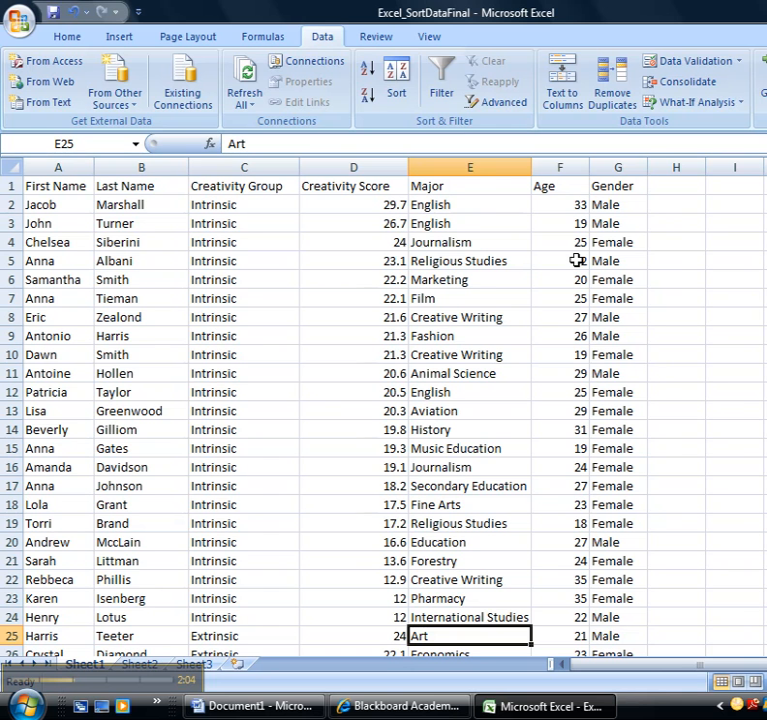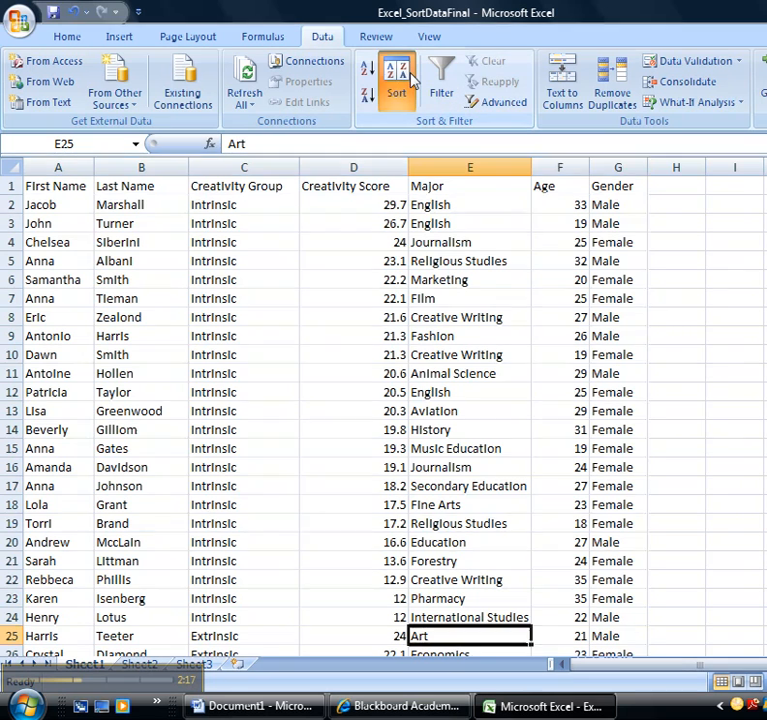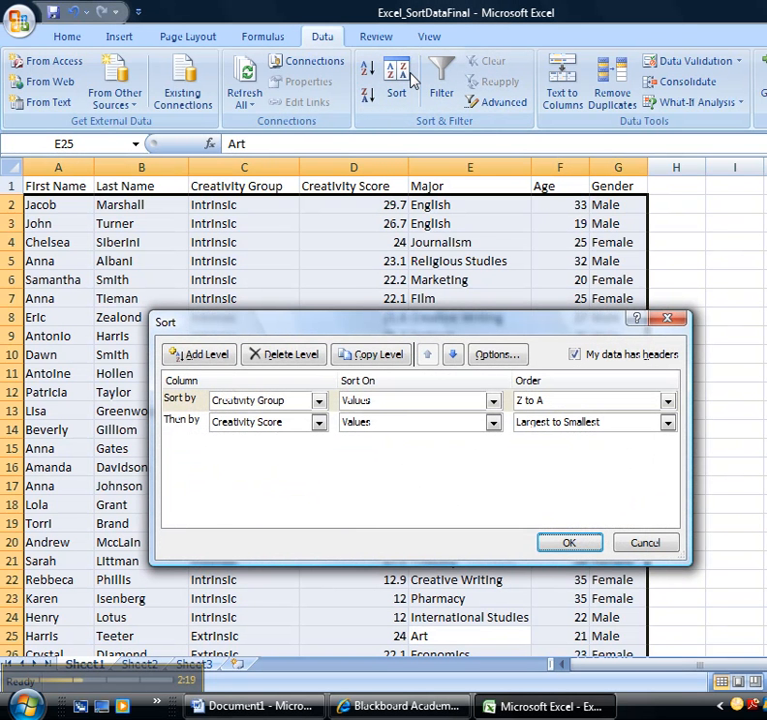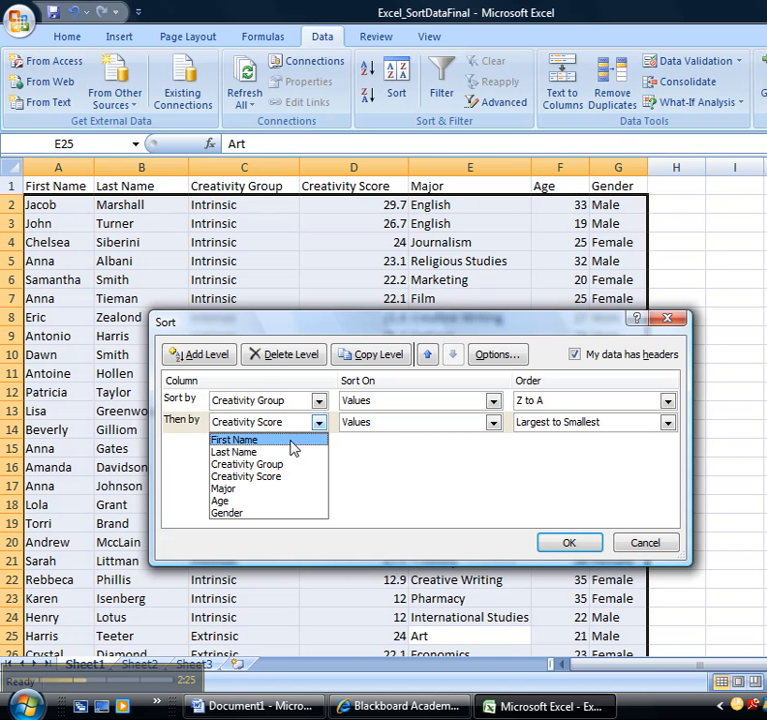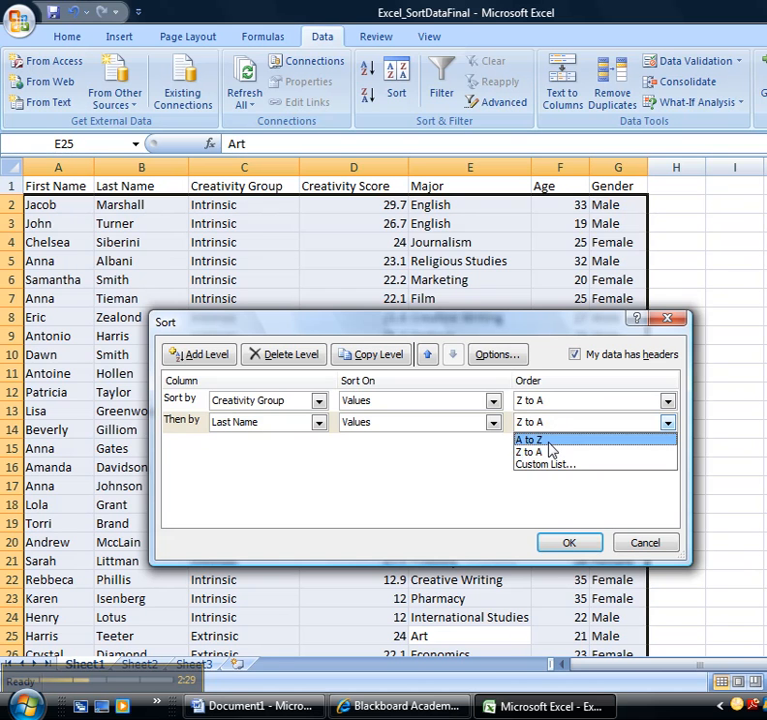Let's take sorting our last name and first name to another level. We can sort columns within columns. First by creativity group, then by last name, then by first name. The creativity group chosen as the first level. And then I'll add another level, last name, from A to Z. Then by first name.